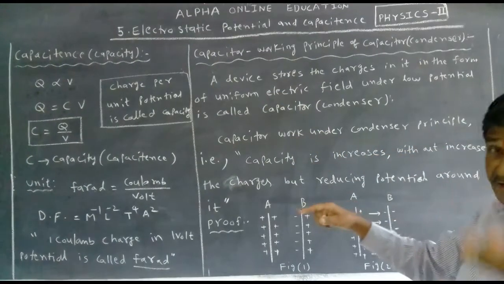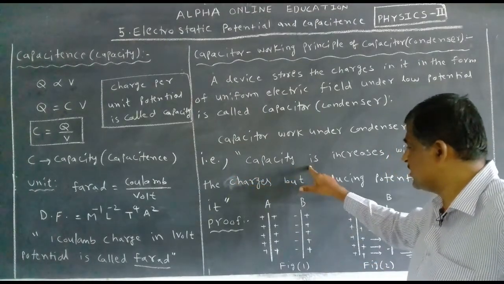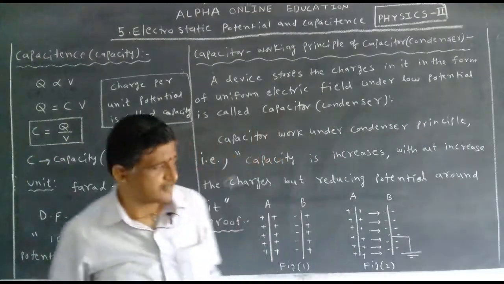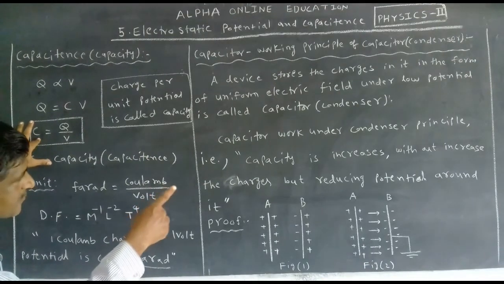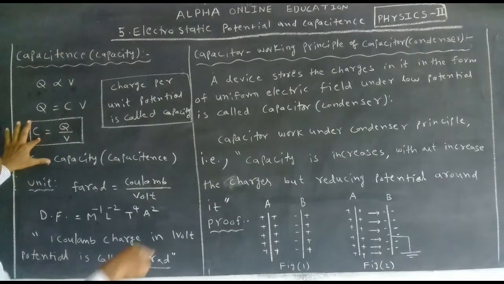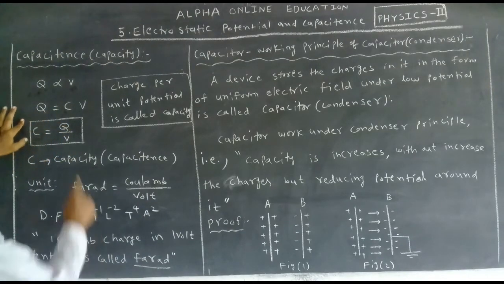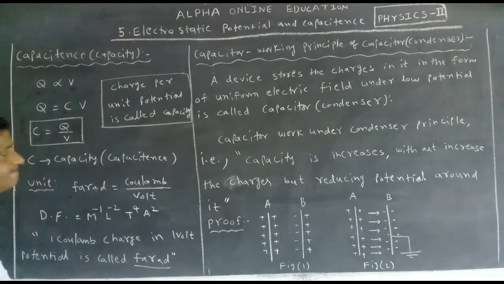Now what is the condenser principle? This is important. Capacity increases without increasing the charges. It does not increase by charge, but we reduce the potential. Increasing the capacity by reducing the potential around is called the condenser principle.